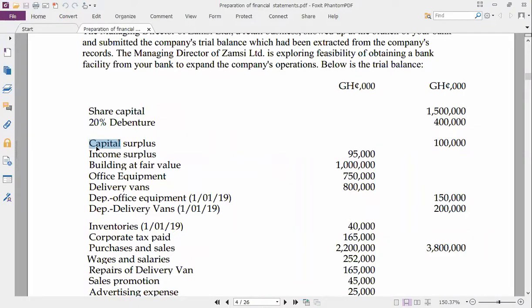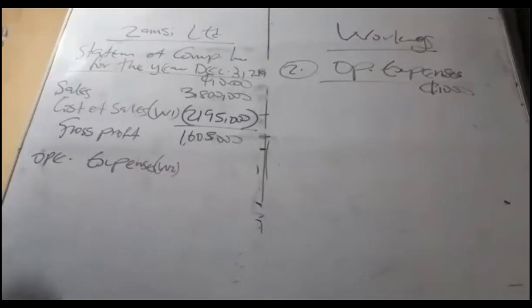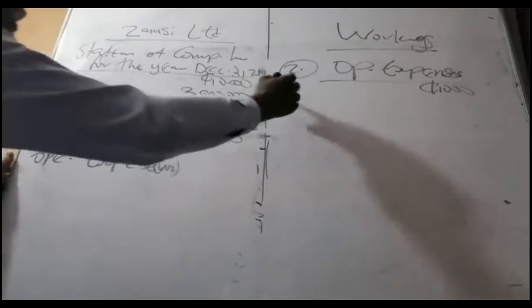So scan through and be safe. Don't finish the exams and say, oh, this one I did not see. Meaning the scanning wasn't right. So scan through line by line. Income surplus, no. Building, no. Office equipment, no. Delivery, no. Depreciation, accumulated depreciation, no. You calculate the depreciation chart for the year. Inventory, corporate tax, purchases and sales, no. Wages and salary, good. Wages and what? Salary. So I'll come and record wages and salary line by line.